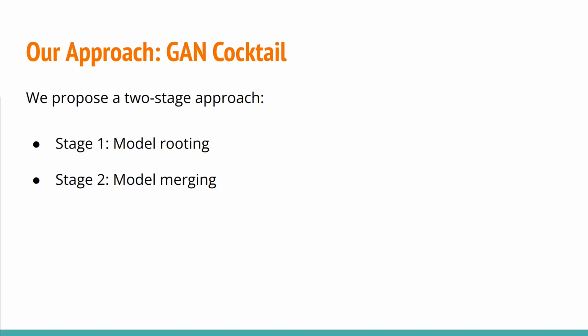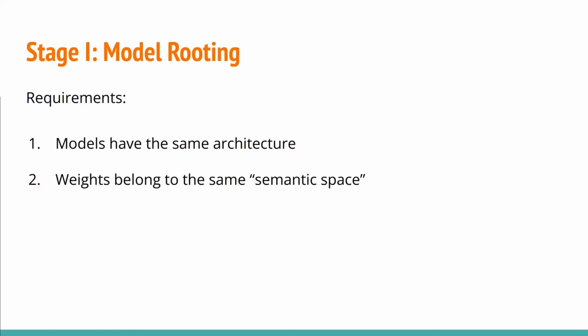We propose a two-stage approach. At the first stage, we perform model routing, and in the second stage, we perform model merging. In order to use the weights of the two pre-trained models, we need first that the models have the same architecture, and second, that the weights belong to the same semantic space, such that the same semantic directions operate on both of them in the same manner.